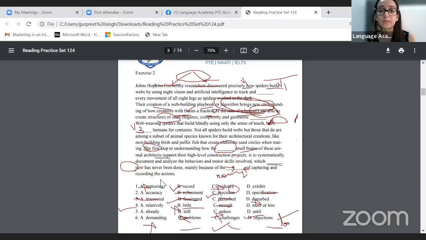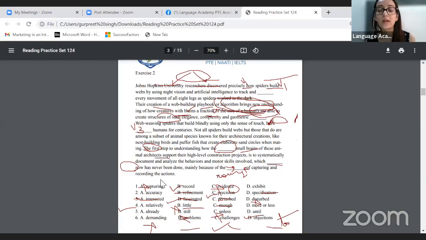Third one, spiders have dash humans. So spiders have fascinated humans. Fascinated means attracted, because obviously we are saying how they do this, how they do that, how can they do this with so small brain. This is attraction. We are interested in them. So, we cannot say spiders have interested humans. If we say made humans interested in them, then we can use interested. Then it is relatively small brains because we are comparing the brains of spiders with humans.